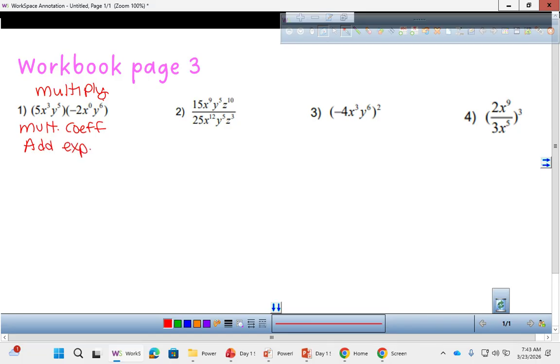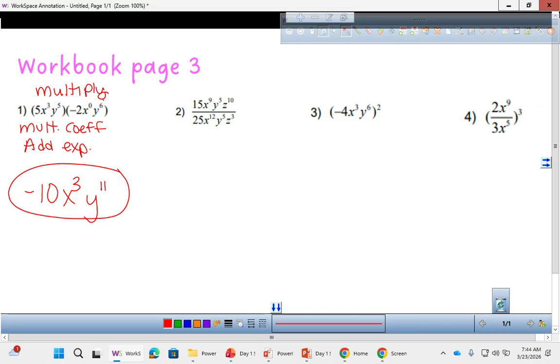Okay, so for this one, just like Andrew said, we're going to do 5 times -2. That's -10. We'll keep the x and x, and then we'll add the x exponents. So 3 plus 0 is going to give me a 3. We'll keep the y the same, and then we'll add the y exponents. 5 plus 6 is 11. So this is the answer to the first one, multiplication property.